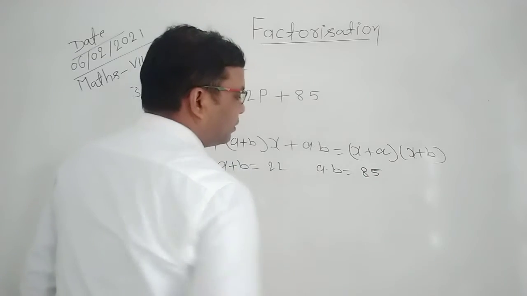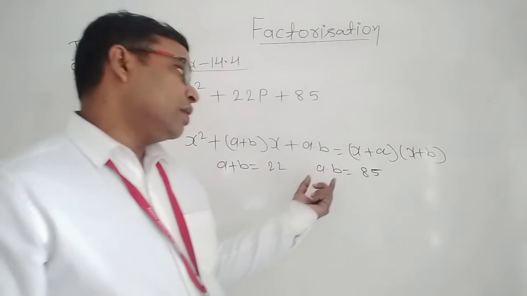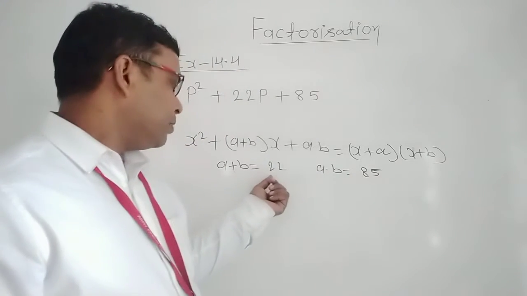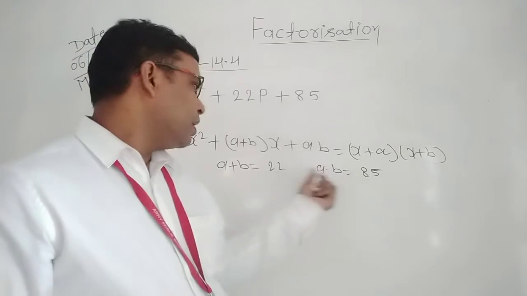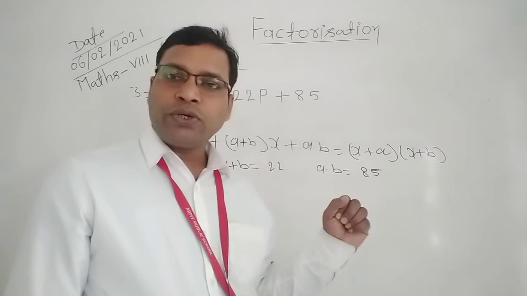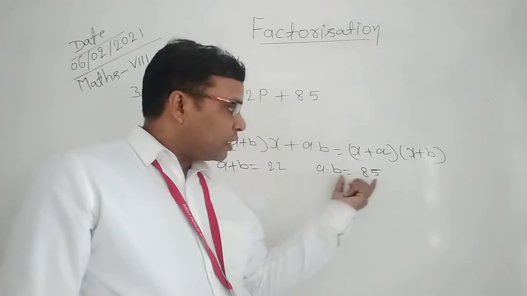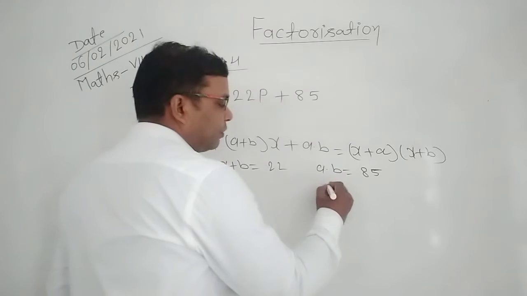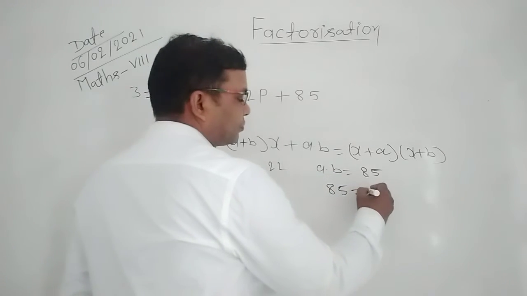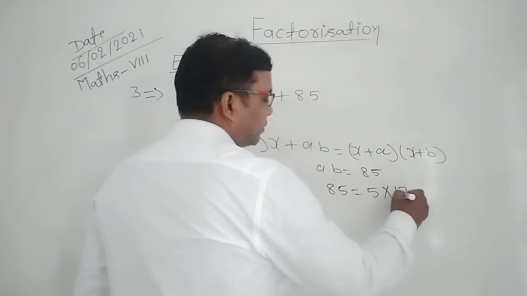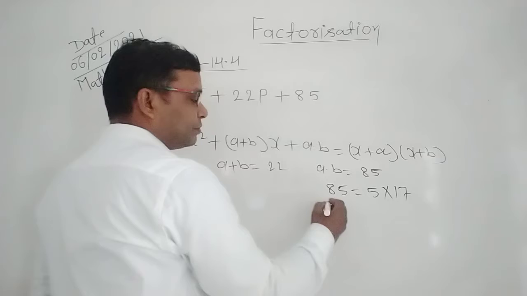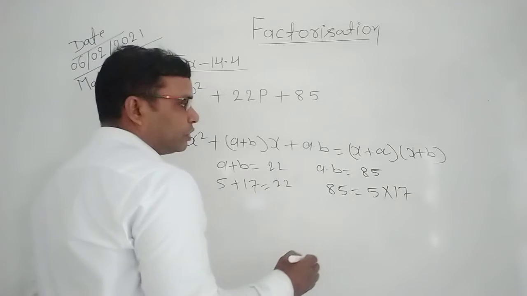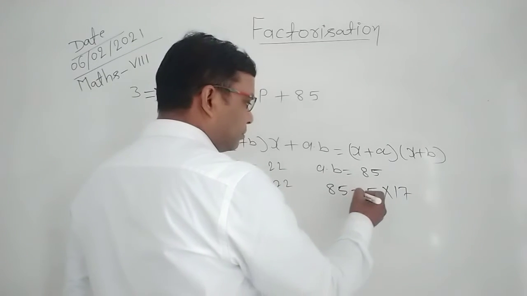So a into b is equal to 85. This is clear. Students, you can see here we find the factorization of 85 such that their sum is 22, because a into b is equal to 85 and a plus b is equal to 22. So we find the factors of 85 such that their sum is 22. Obviously, you can write 85 is equal to 5 into 17. If you add them, 5 and 17, this is equal to 22.